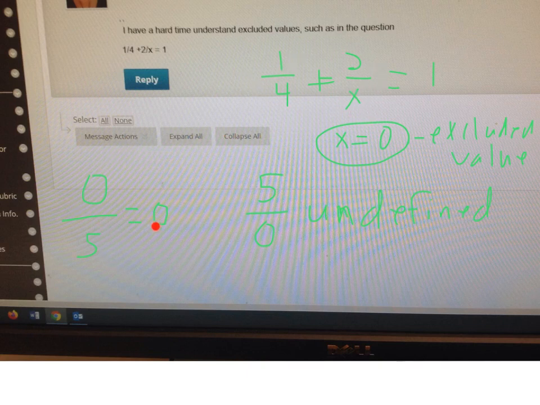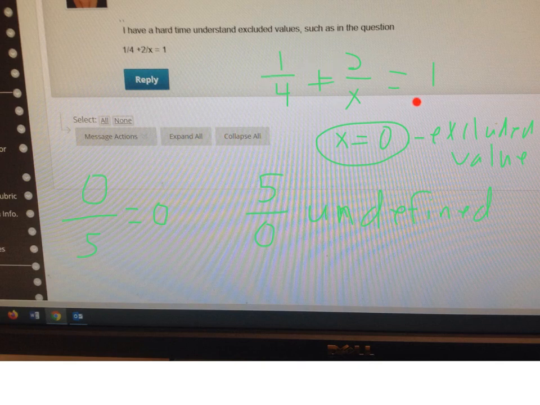Well, I just want to look at a couple of fractions. If we have 0 over 5, that's 0, and if you put this in terms of words, that makes sense. If you have 5 over 0, try to put that in words, it really doesn't make sense, and we call that undefined. Anytime we have 0 in the denominator, we call that undefined. 0 in the numerator is okay, it's just in the denominator that there's an issue.